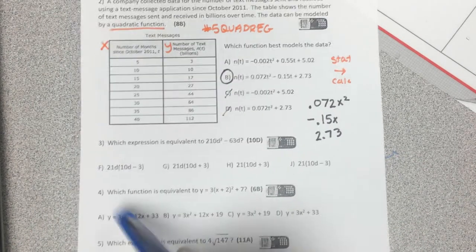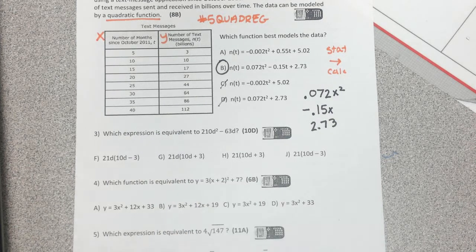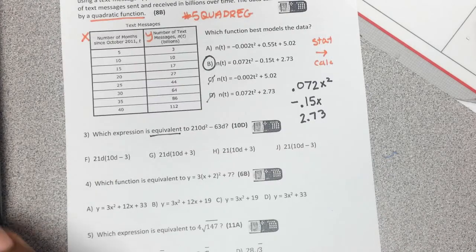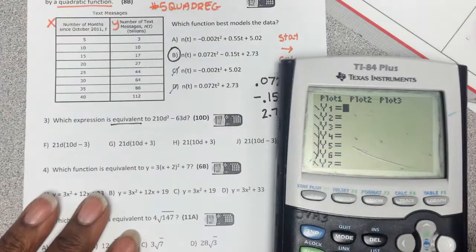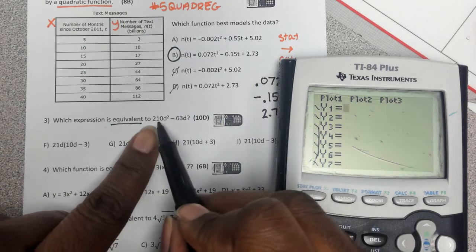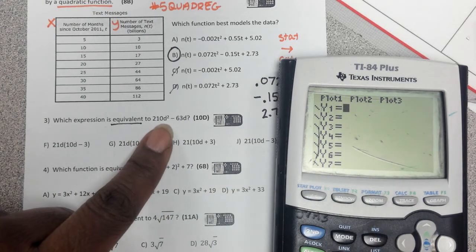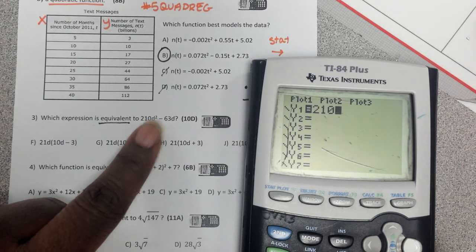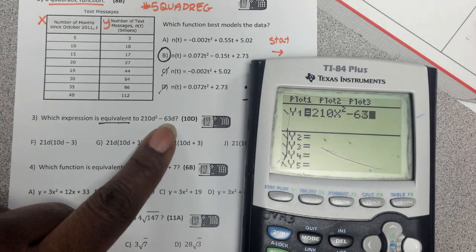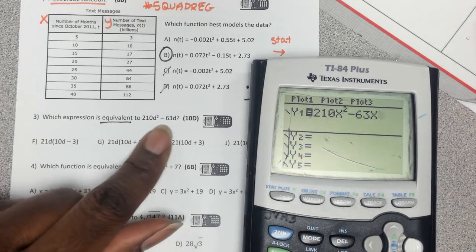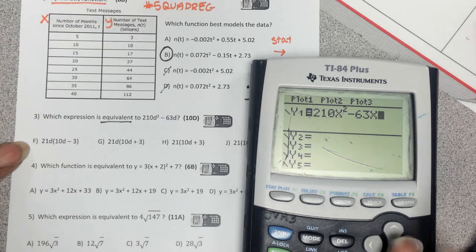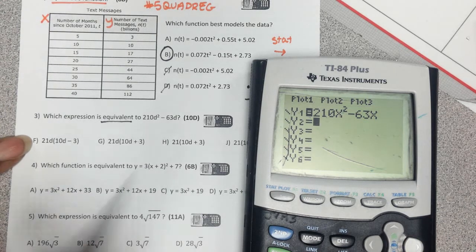Another keyword for number 3: which expression is equivalent? Like I said, if you see the word equivalent, 90% of the time we are going to be using the Y1, Y2 trick. Like I had to confirm earlier, the problem part goes in the Y1. No, you can't use D. You need to use x squared minus 63x. The problem part will go in the Y1. Then I'm going to try this one in the Y2.